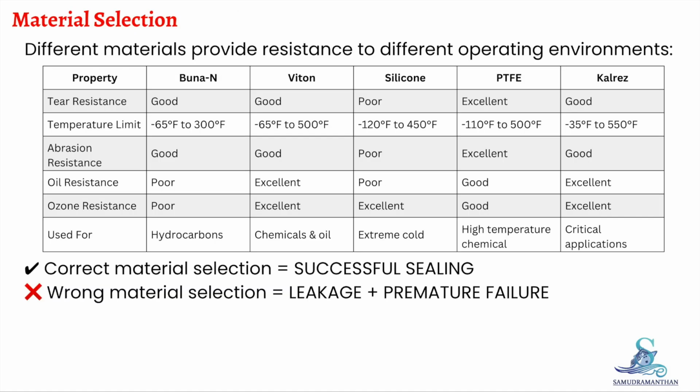Material selection is critical for successful sealing. Different materials provide different resistance to temperature, chemicals, abrasion, fluid compatibility, and pressure. You can go through this table for better understanding. So remember this rule. Correct material selection equals successful sealing. Wrong material selection equals leakage plus premature failure.